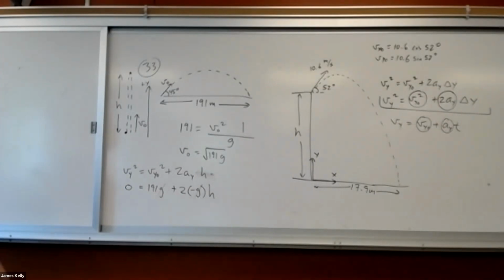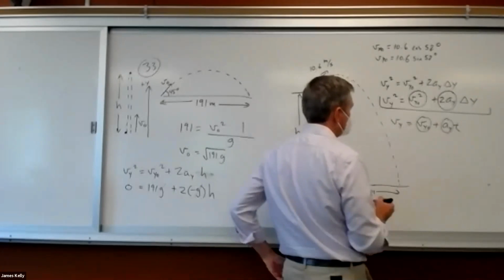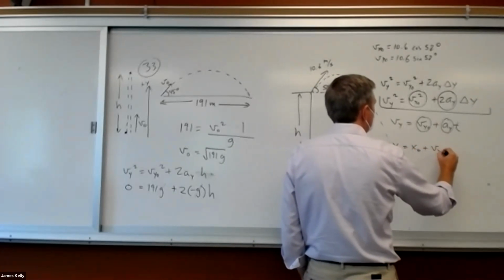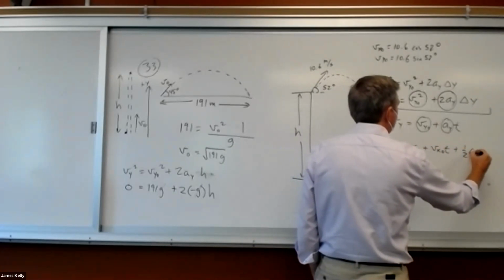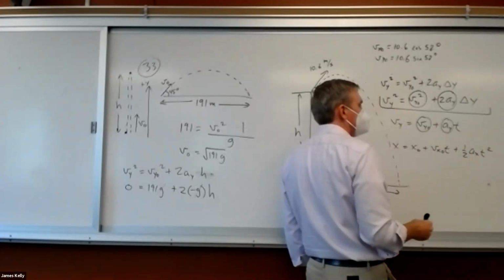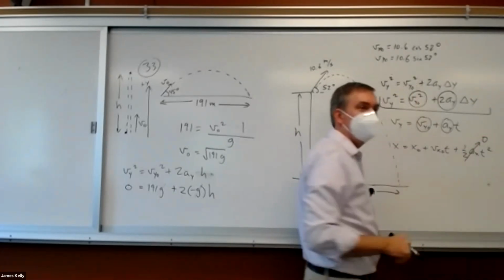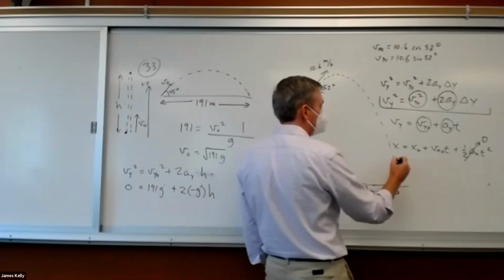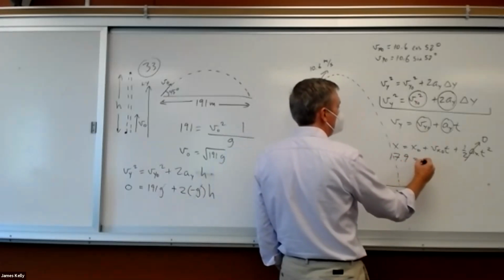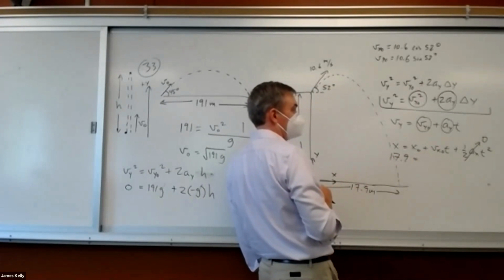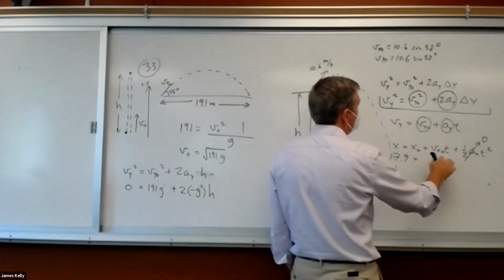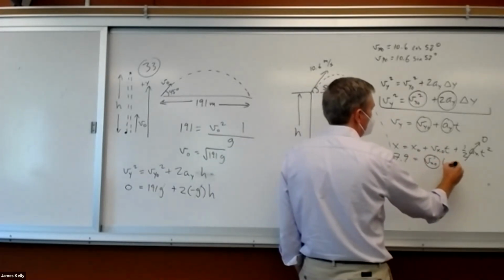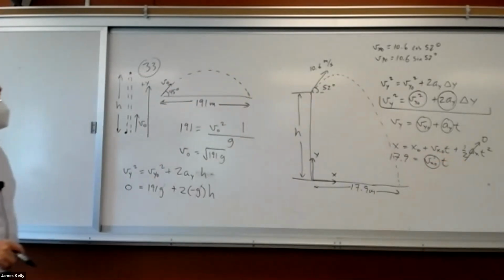Yeah, I haven't used the 17.9 meters yet, so let's go with the x equation versus t because we want to know t. X equals x0 plus vx0 times t plus 1/2 ax t squared. It looks scary, but it's not really because ax is 0, so it's just a linear equation, not a quadratic equation. In my coordinate system, this is 17.9. x0 is 0. It starts out at the origin. And then Vx0, we know. We're just going to circle it, times t.